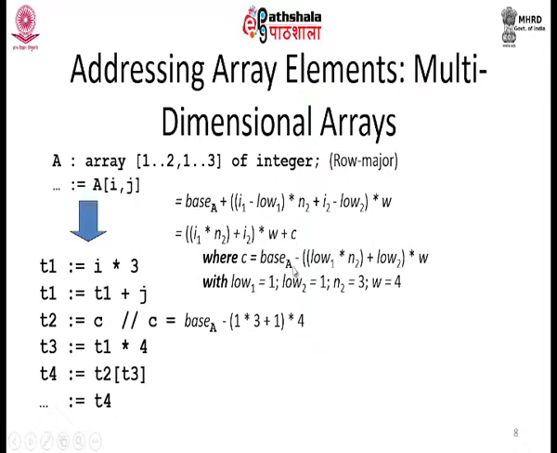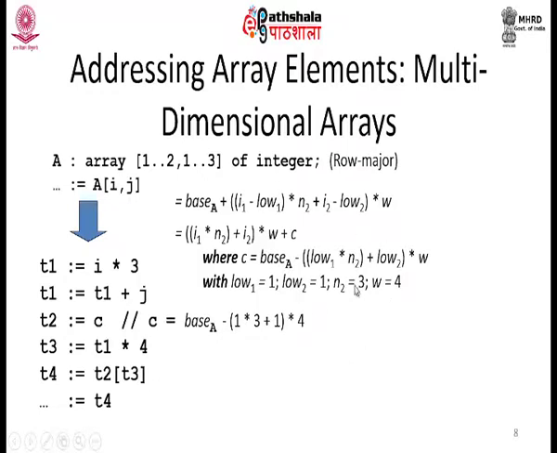Now, what is C? C is nothing but which is done during runtime. C is equal to base address minus low 1 into N2 plus low 2 into W. Now, here in our context, low 1 is 1, I am starting with 1, and low 2 is also 1. It starts again with the index 1, and the number of elements of the second dimension is 3, and width is 4 because it is an integer array.